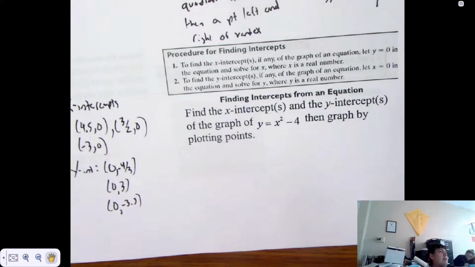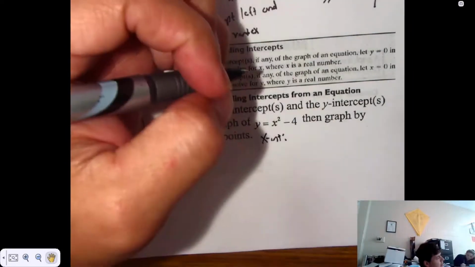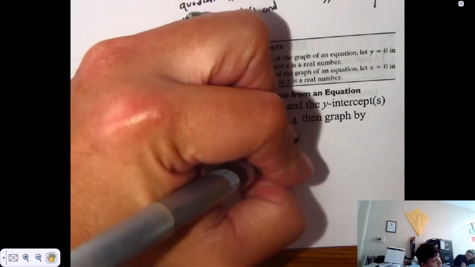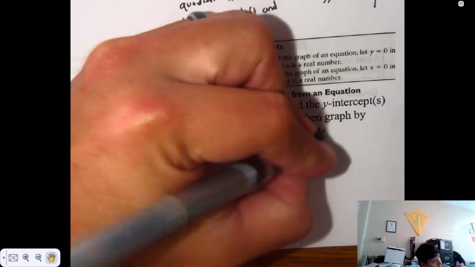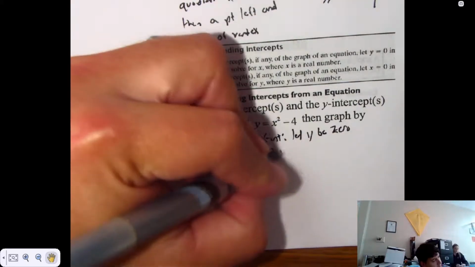All right, so here's where we actually get into this. Find the x-intercepts and y-intercepts of this graph and then graph by plotting points. Won't be too hard. Let's go after our x-intercepts first. How do we find an x-intercept? Let y be 0. So this one will be a lot easier than the last one we looked at.